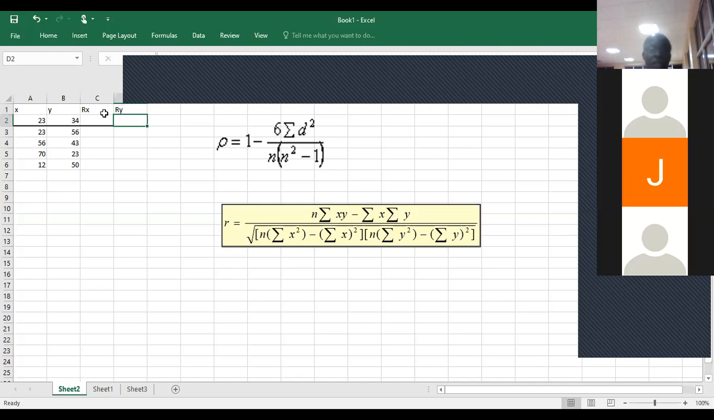And calculate. These are just 5. How many values are they? You need a column here. 1, 2, 3, 4, 5.